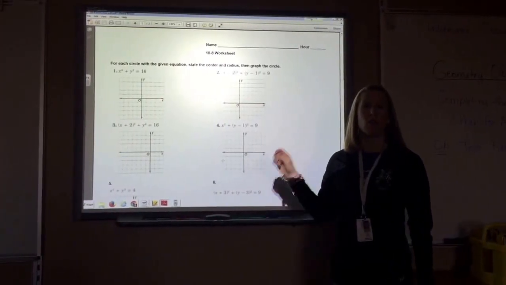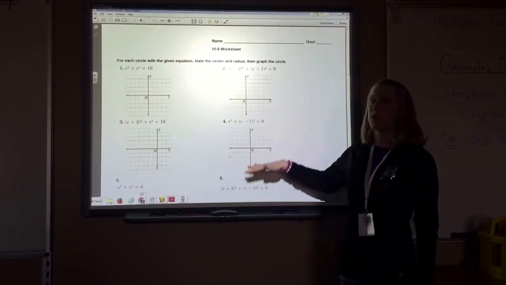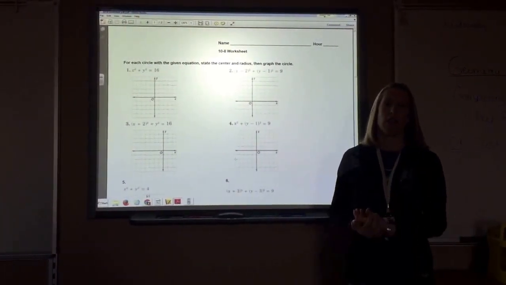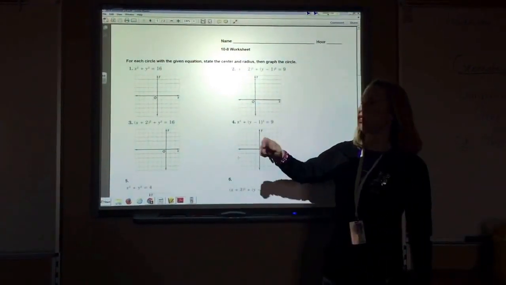If you were absent for yesterday's lesson, which was equations of circles, I'm going to go over problems on the worksheet, so follow along, and hopefully you can figure it out. If you need help, you can still come in and get help. So the first thing you need to know is the equation of a circle.